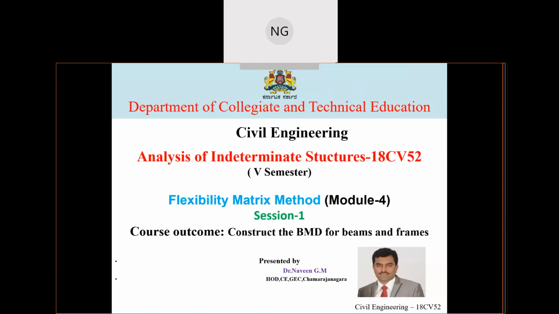We discuss the subject Analysis of Indeterminate Structures, code 18CV52, for fifth semester civil engineering students. Module 4 is the flexibility matrix method. In Session 1, we discuss it here.